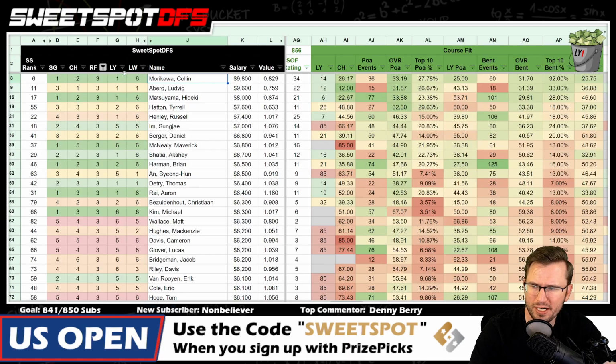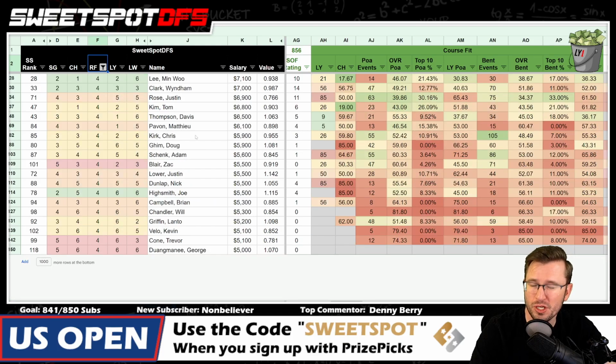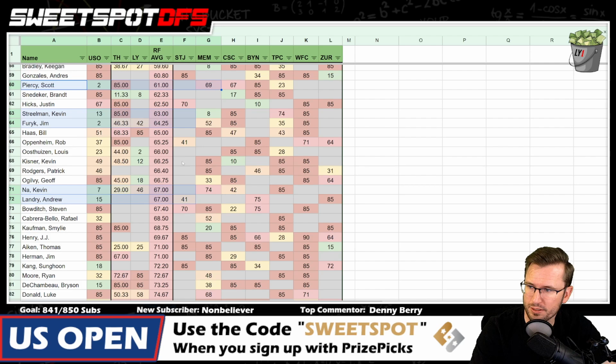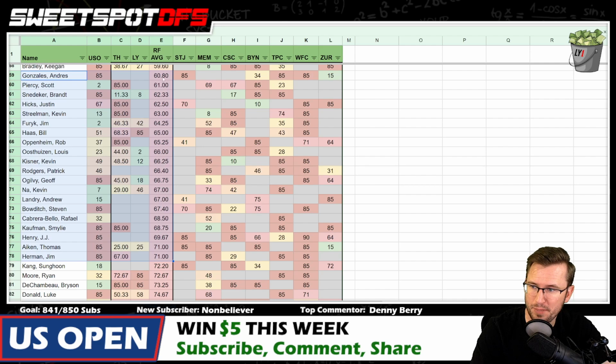Let's just see if we find any notable names. Recent form 4. If we go back to 2016, this bucket that I am mentioning has all of these golfers that I had just talked about in this pink range, the pink recent form. Kevin Na finished 7th, Furyk finished 2nd, and Scott Piercy finished 2nd. 7th, 2nd, and 2nd.